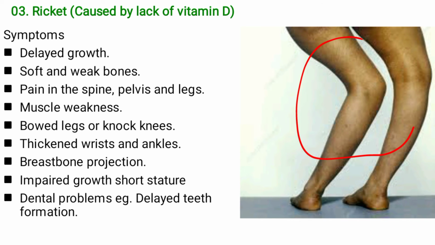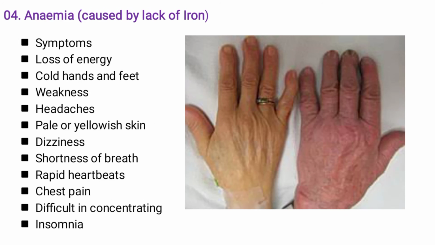As you can see, the legs are bent because they are not so strong. Thickened wrists and ankles also. Breastbone projection: the breastbone won't be like the normal ones. Some of them usually have a protruding breastbone. The breastbone becomes somehow big. Impaired growth or short stature, meaning the person suffering from rickets won't be very big. Dental problems, e.g., delayed teeth formation. The teeth will be delayed to grow properly.